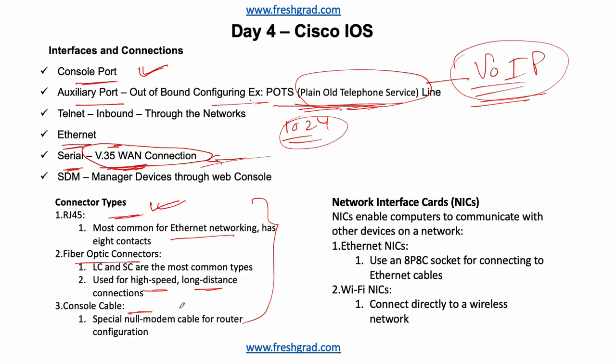And there is a console cable. With that console cable you basically connect to the routers or any switches to set up the initial configuration, or set up the initial devices. And each device has a NIC card. NIC stands for network interface card. NICs enable computers to communicate with other devices on a network. And there are Ethernet NICs or Wi-Fi in your laptop. You will see there is a NIC card as well, where you can plug in your RJ45 Ethernet cable.